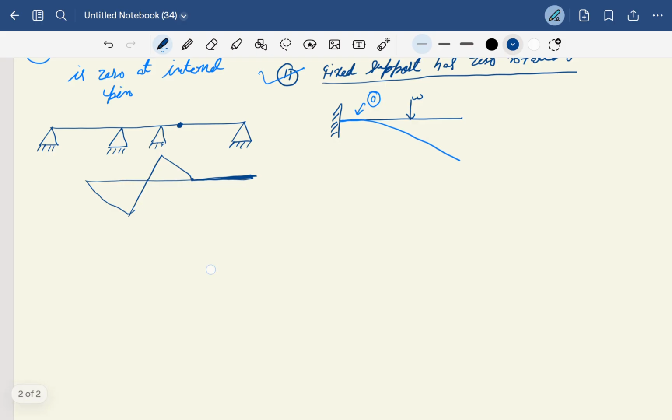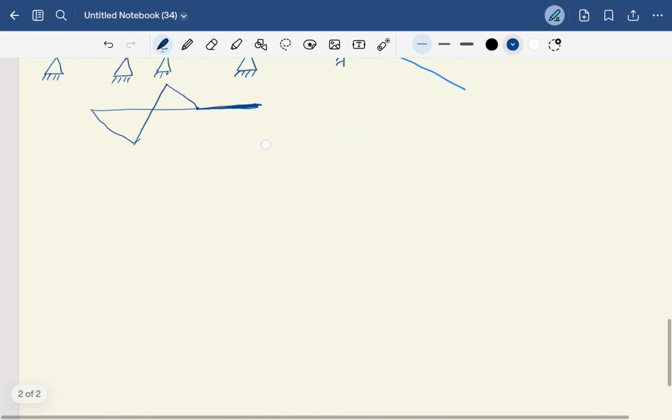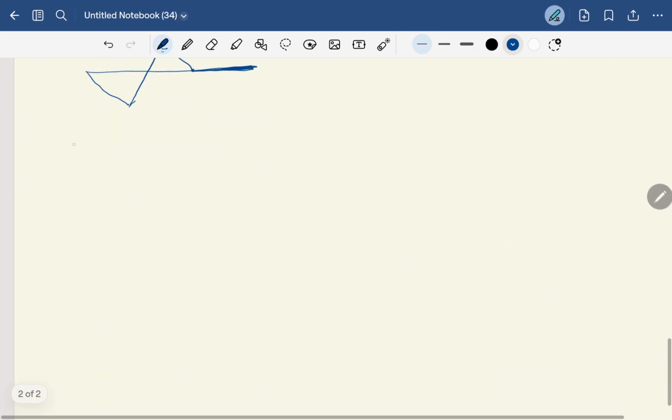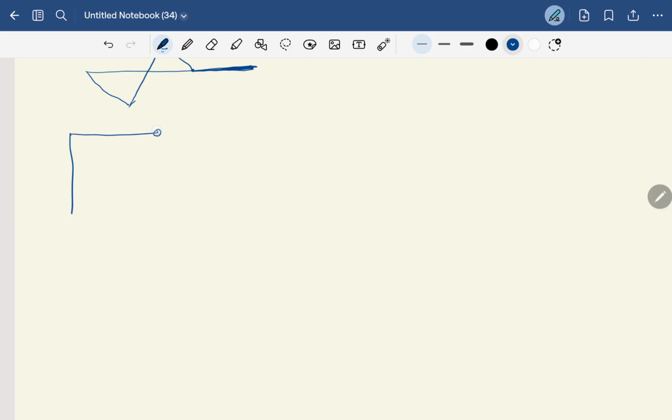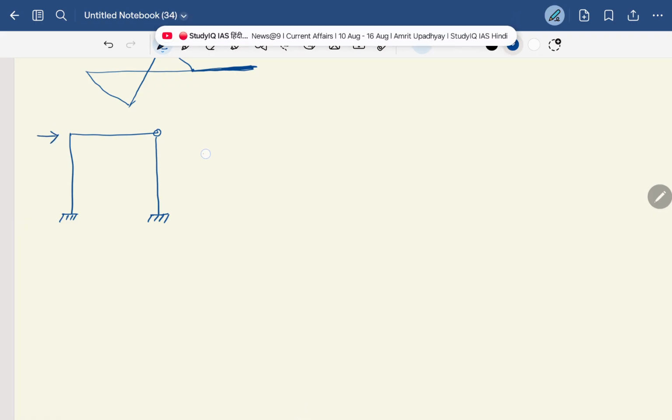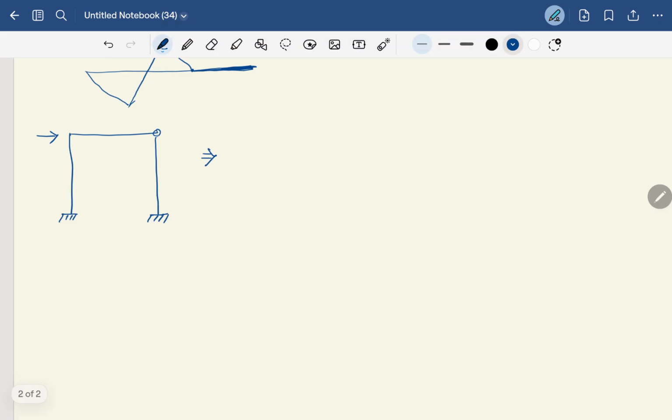Okay, so here we'll see, this is the portal frame, here this is the internal pin, and this end is fixed. There will be one lateral load acting. So what will be the deflected shape? You have to draw the deflected shape of this portal frame.